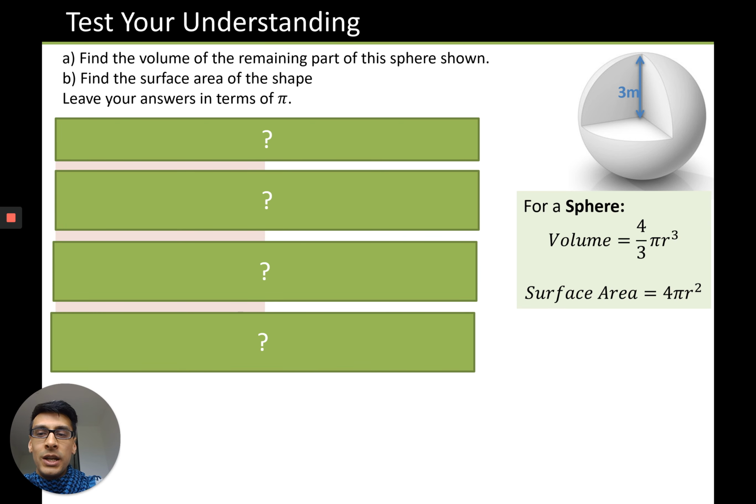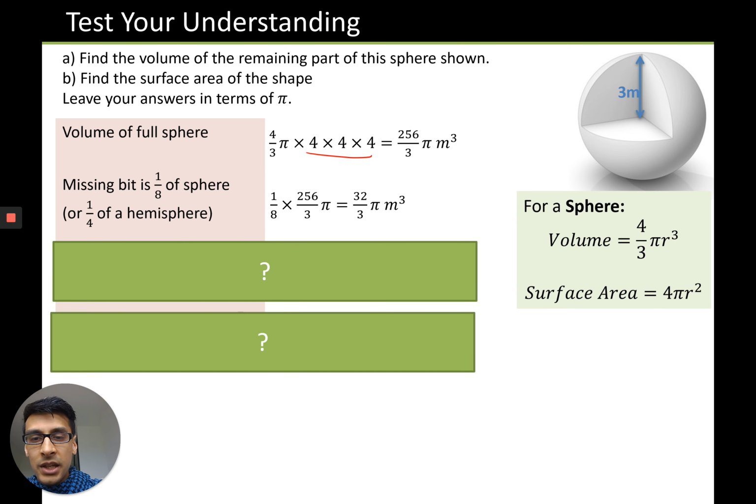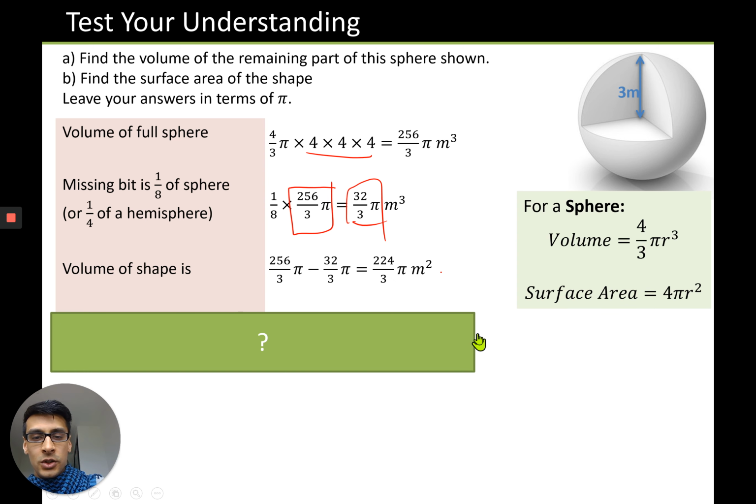Another way to do it is if you know the volume of the full sphere, which is 4/3 pi r cubed, to get 256/3 pi. You can then say the missing bit is 1/8 of the full sphere. So it's 1/8 times that volume, which gives you this bit. So that's the volume taken out. And then you can just subtract one from the other. And you're left with 224/3 pi.